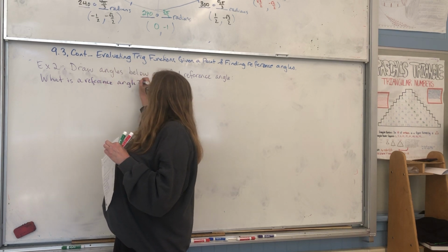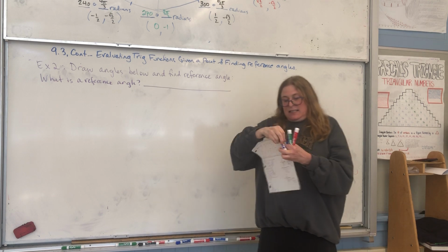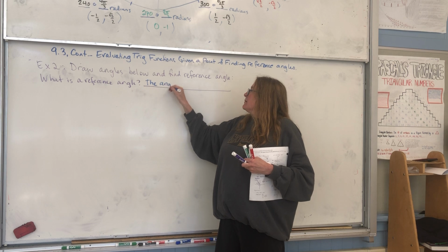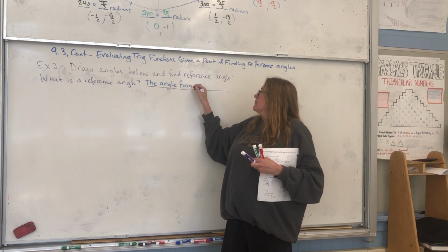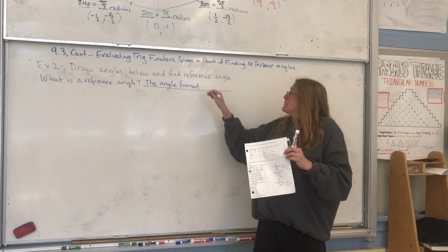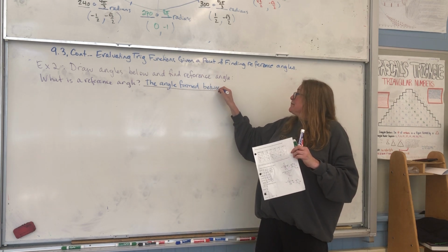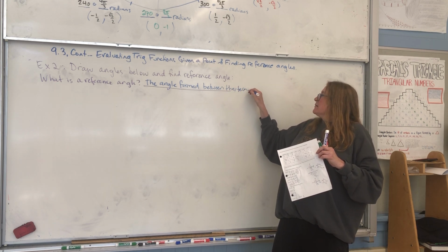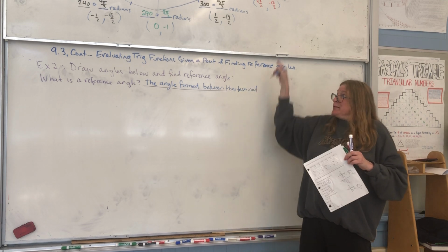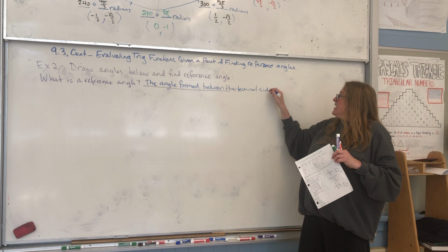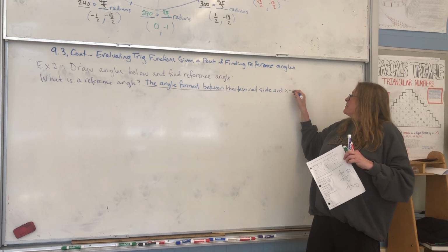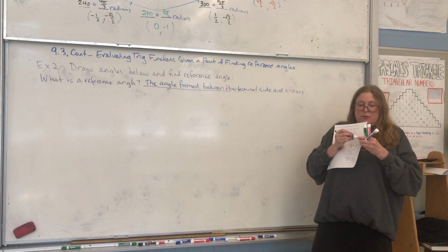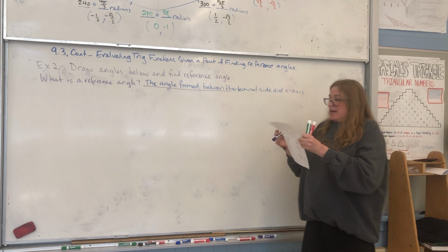Well, here's what a reference angle is, guys. It is the angle that is formed between the terminal side, that's where we land on the unit circle when we draw our angle, and the x-axis. Now, that may sound like mumbo jumbo right now until we see it in action. So let's look at the very first thing.